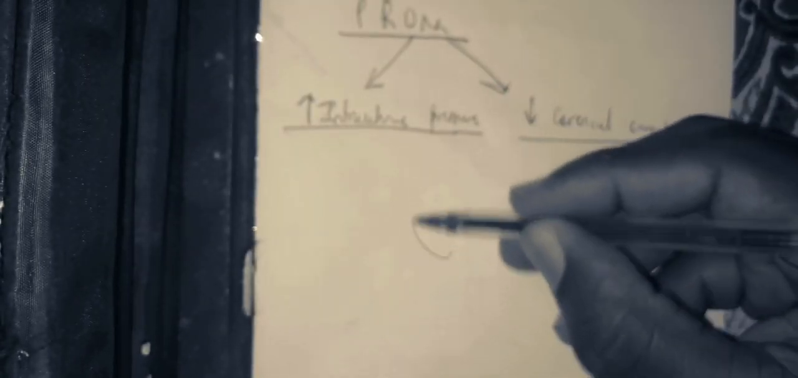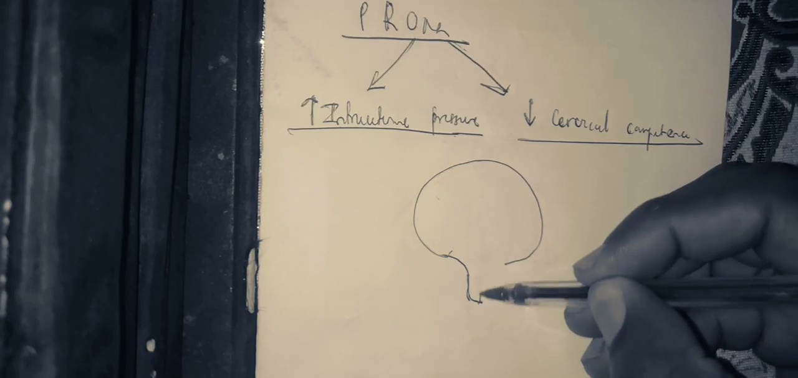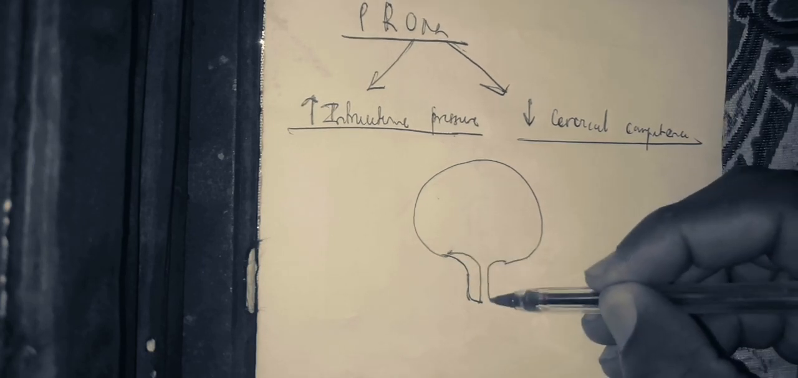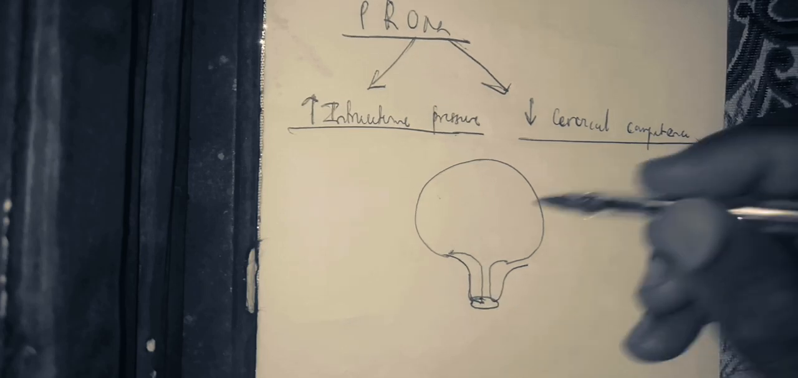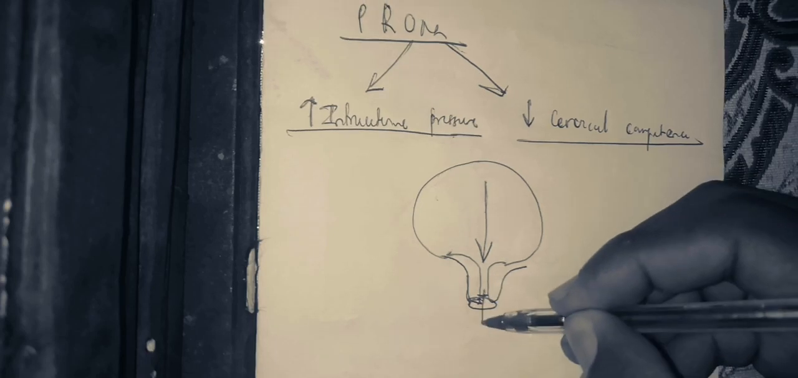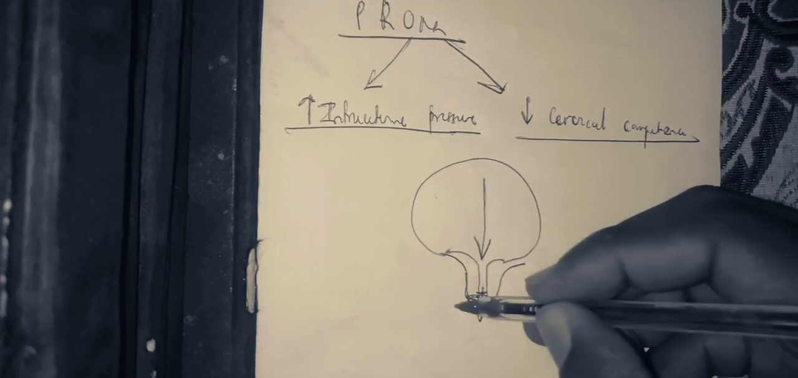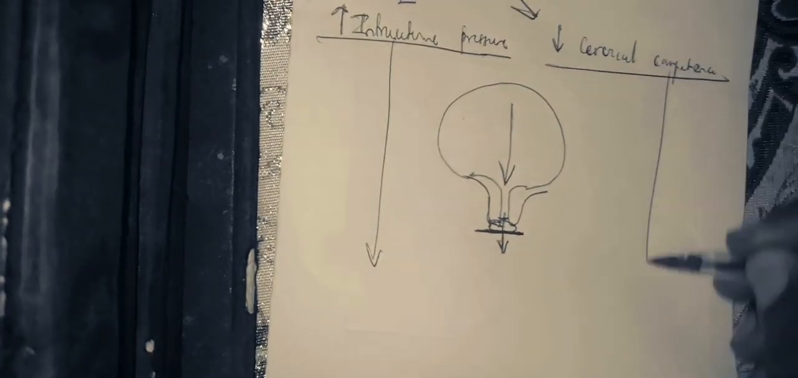And when there's also increase in intrauterine pressure, let's say that this is the uterus here. Is it clear? Here down we are going to have the cervix. Is it clear? And the cervix is closed normally. If there is high pressure, it can result to easy rupture of this membrane, and if there is incompetence of this cervix, it can also result to this rupture of membrane. So these are the two major risk factors.